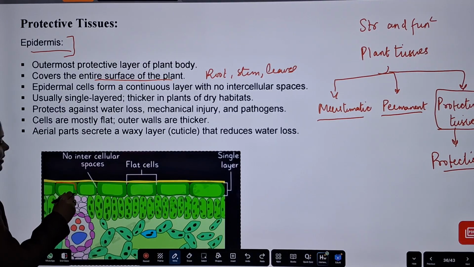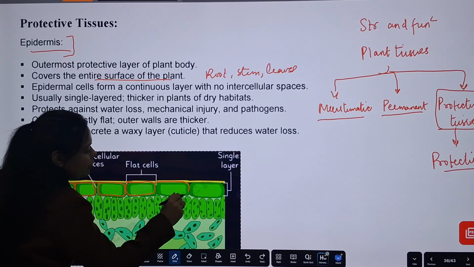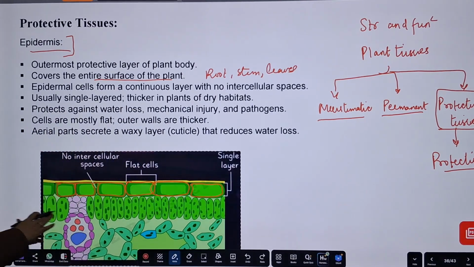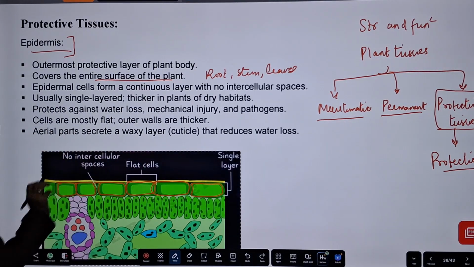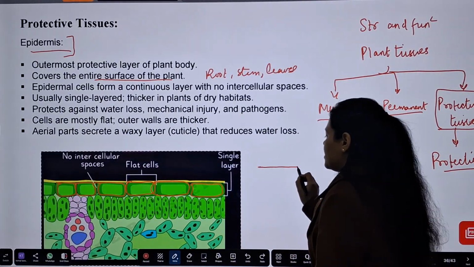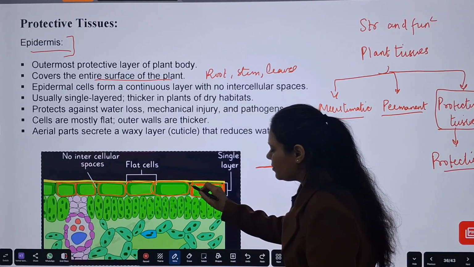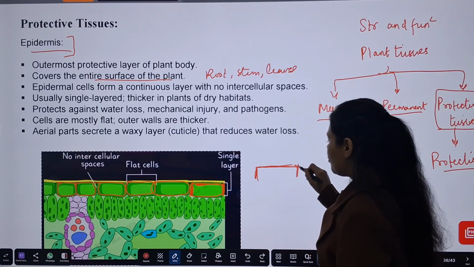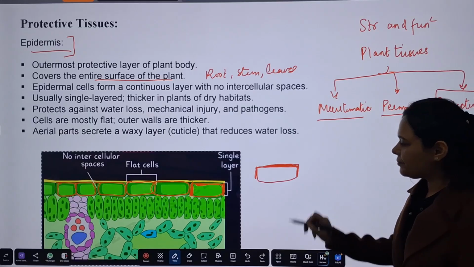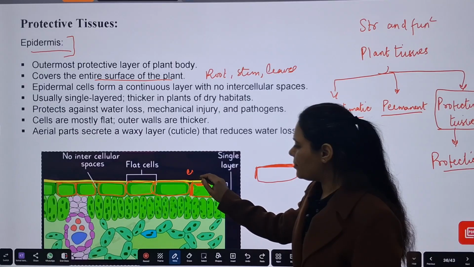Epidermis is basically a single layer of flat cells, a continuous layer with no intercellular spaces in between. One more feature of epidermal cells is the cell wall that is present on the outer side and on the sides. It is generally thicker on the sides and on the outer wall than the inner one, so as to protect the plant from the external environment.